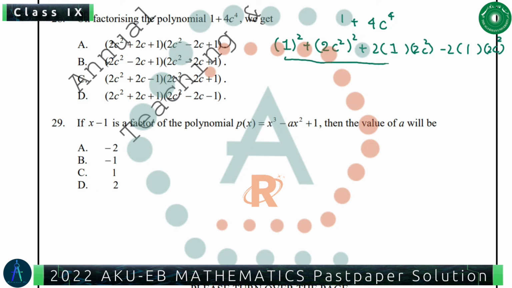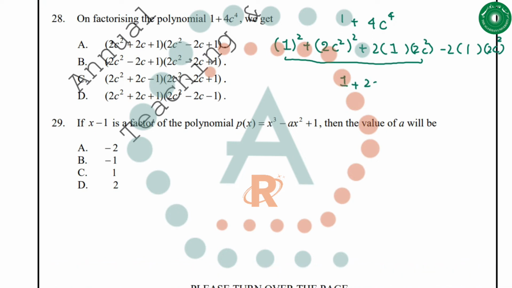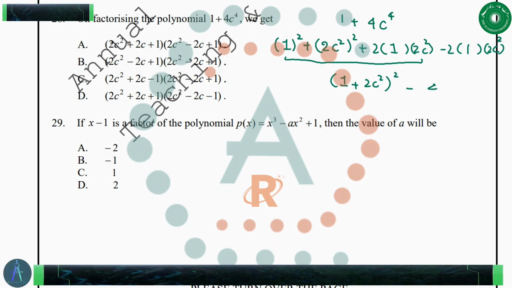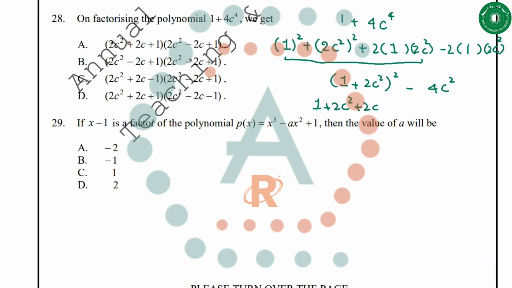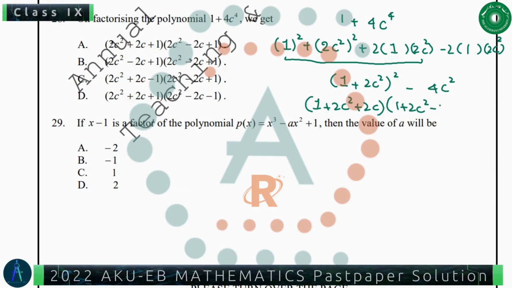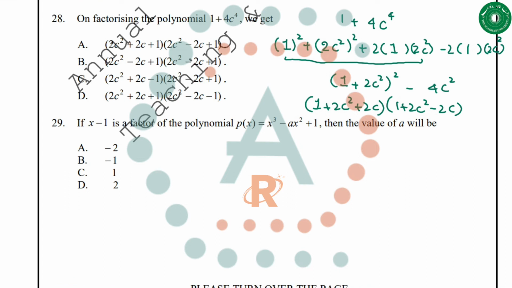So from these 3 terms together, we get the formula form: 1 plus 2c square, whole square, minus 4c square. So once again we apply the difference of squares formula. 1 plus 2c square plus 2c and 1 plus 2c square minus 2c. So this is the factorized form of this expression 1 plus 4c4. So the correct answer is option A.